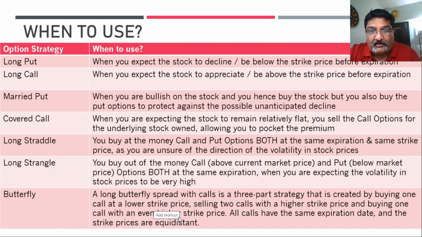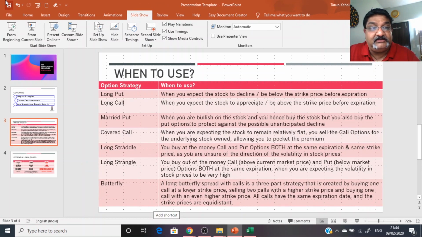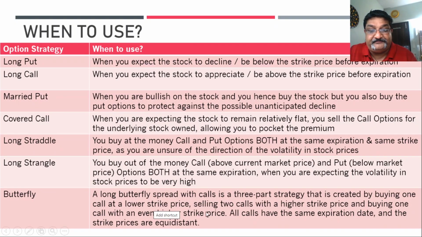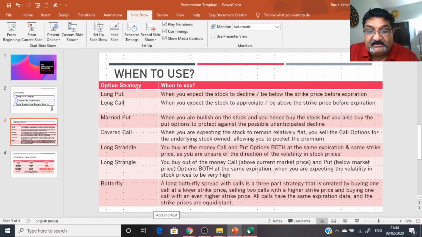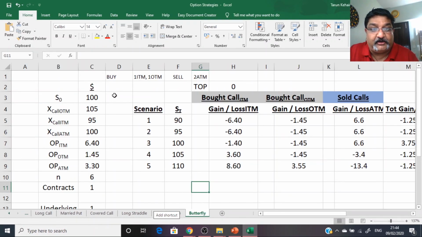You are buying one call at a lower strike price, selling 2 calls at a higher strike price, and again buying one call with an even higher strike price. All calls have the same expiration date and the stock prices are equidistant, right? So I repeat. So let me first put this up for you. So this is your butterfly option.